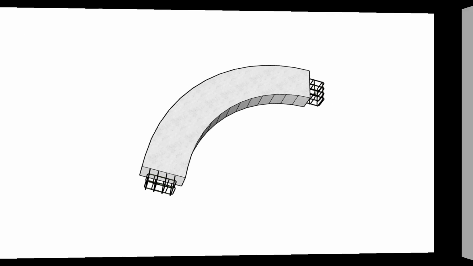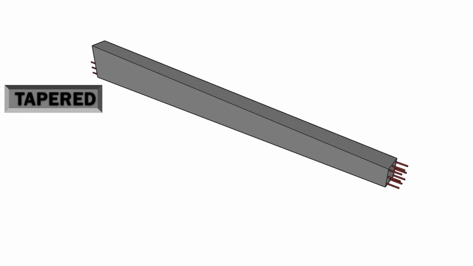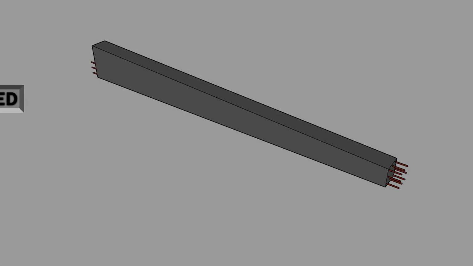Tapered beams. Tapered beams have a cross-section that varies in width or depth along their length. They are often used in situations where the load-carrying requirements change.